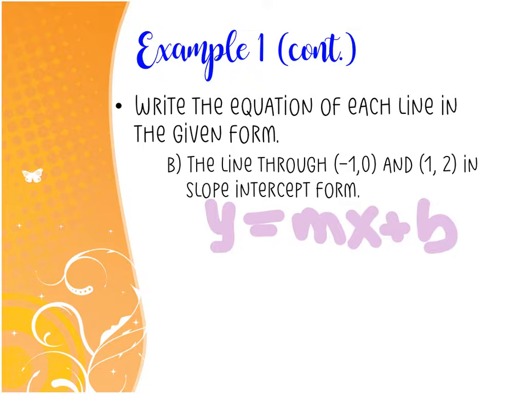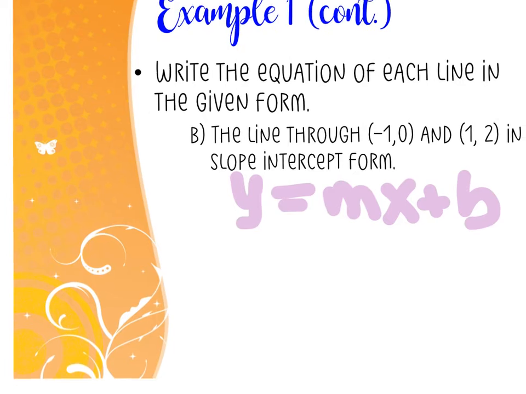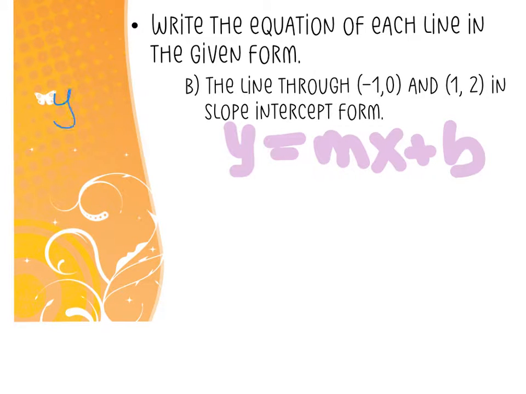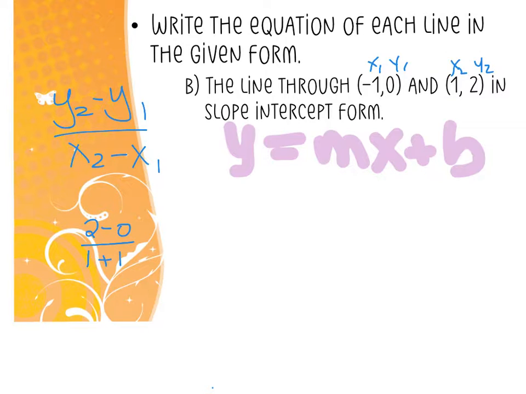Do I have either of those? No. So the first thing I have to do is find that slope. How do I find slope if I'm given 2 points? y2 minus y1 over x2 minus x1. Good. So the x1, y1, x2, y2 would be 2 minus 0 over 1 minus a negative 1, which becomes 1 plus 1. And I get 2 over 2, which is 1. Now I've got the slope, which is one of the pieces of information.